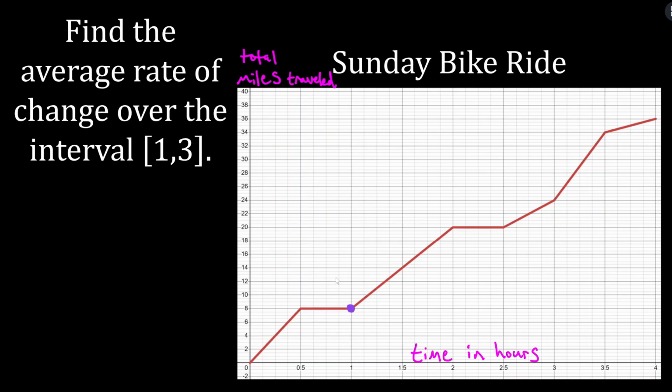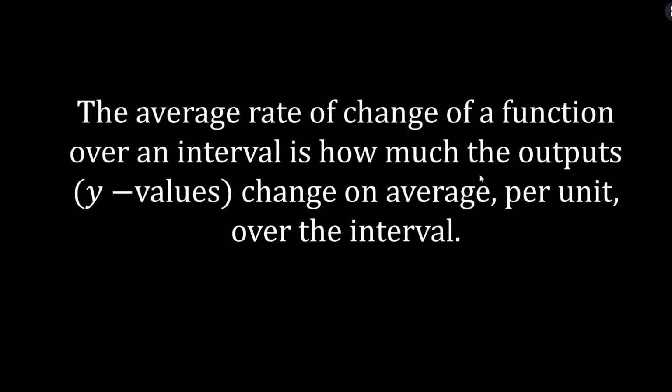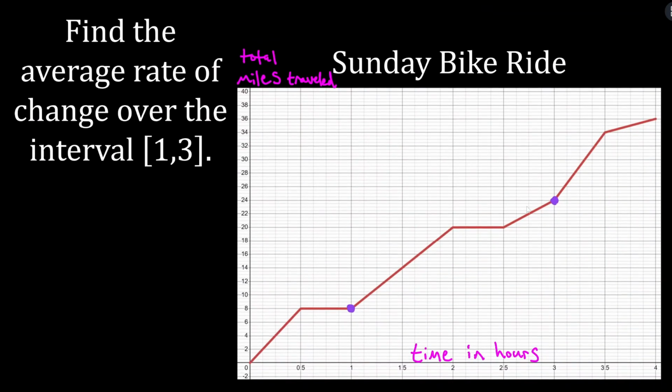And we want to find, on average, how much do the y values change from 1 hour into the bike ride to 3 hours into the bike ride, which is at this point here where the person is 24 miles into the bike ride. So remember, that's our definition, on average, how much do the outputs change per unit over this interval? Well, it might help to find the total amount the outputs change, right?